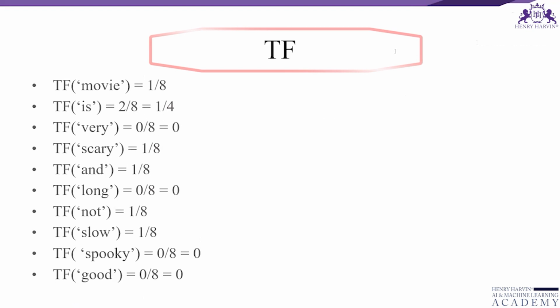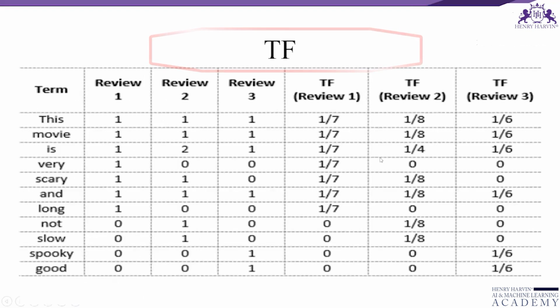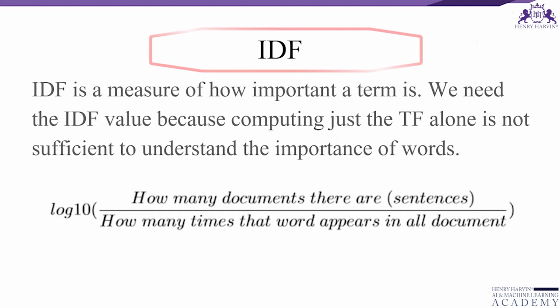So let us write for all the 3 sentences now. So review 1, review 2, review 3. So for all the cases it is being written, right? Okay, clear now? So now let us try to understand what this inverse document frequency is.